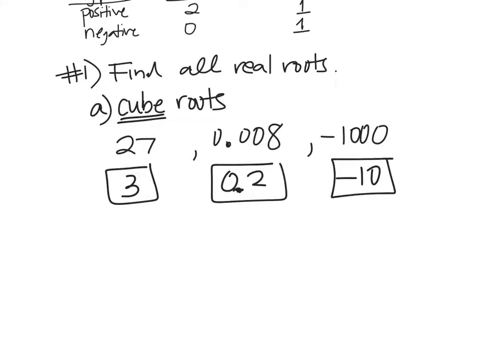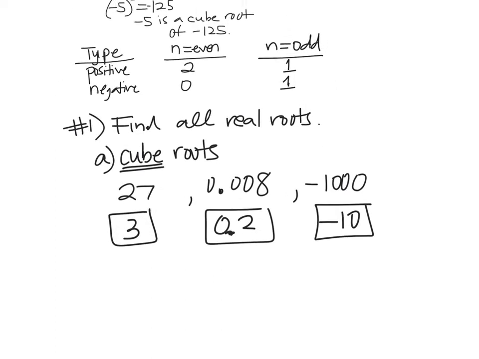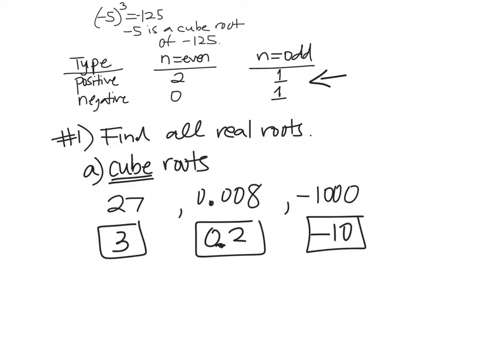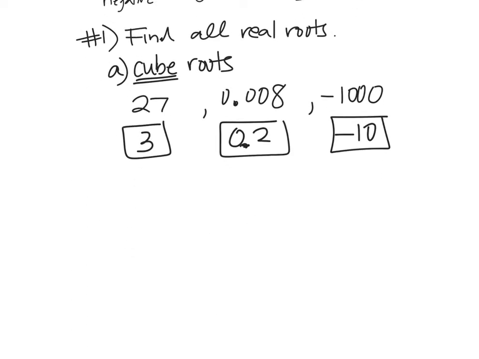Great job. Okay? Now, did you notice all of those had one answer? One answer. It's a cube root. N is odd. And so I get one answer if my number is either positive or negative. Now, it's going to get a little tougher. Let's do 4th roots.